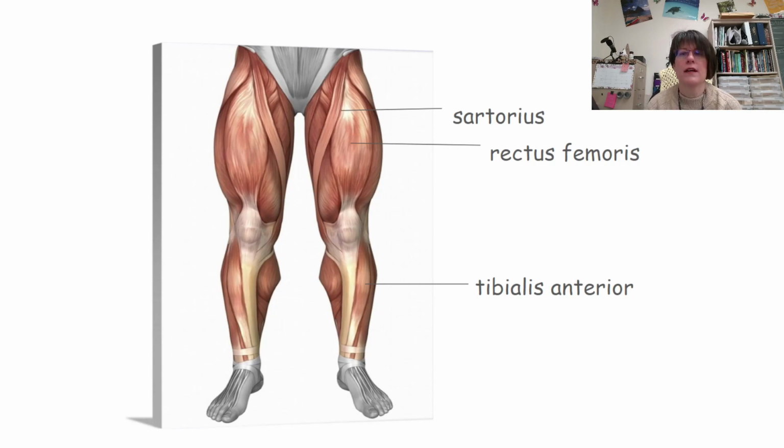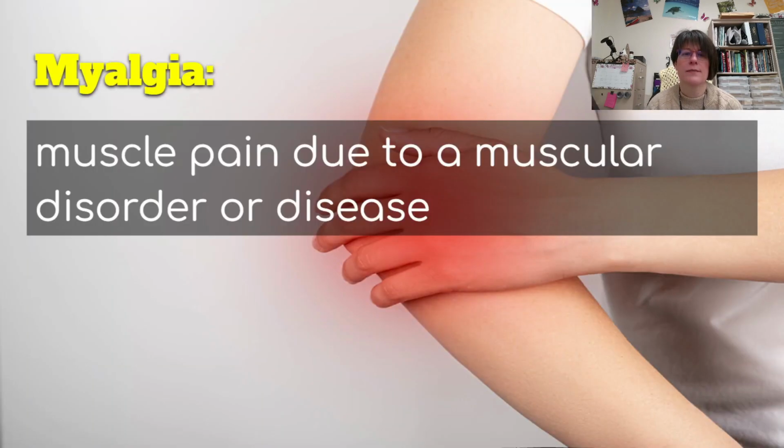If you were to take a class in anatomy and physiology, you would learn about all of the muscles. Now, some muscle disorders that you may come across. The first disorder and disease that I want you to know about is myalgia. Myalgia is muscle pain due to a muscular disorder or disease. Maybe you've heard of fibromyalgia. This disease, doctors don't necessarily know what's causing it, but it is characterized by myalgia, which is muscle pain.